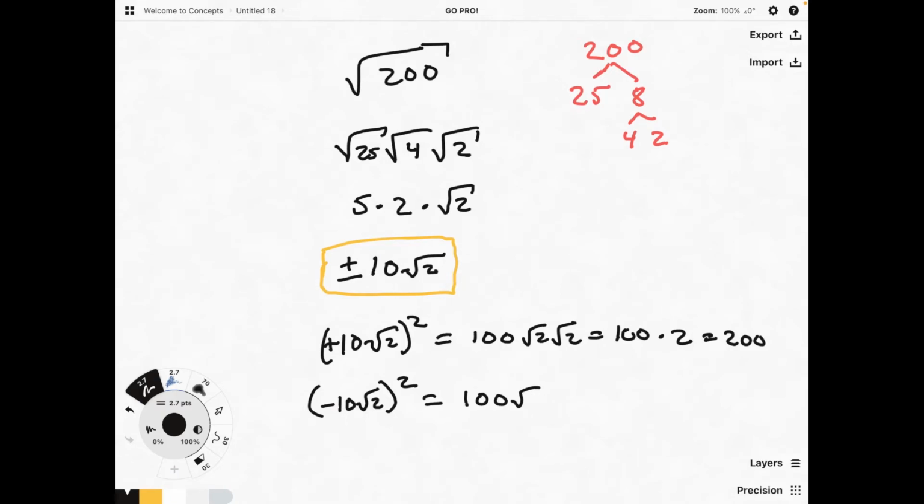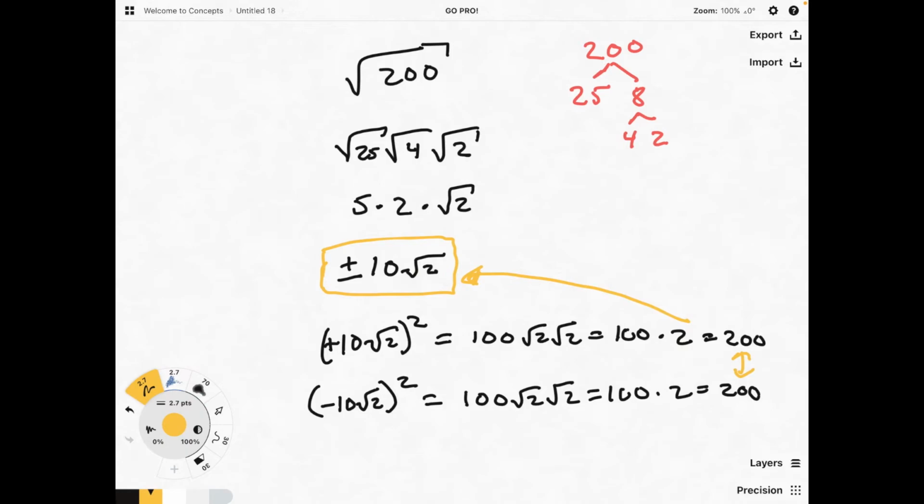Similarly, we have negative 10 times negative 10, which is a positive 100. We have the square root of 2 times the square root of 2, and then that equals 100 times 2, which is equal to 200. So again, the exact same value, which is how we know that this answer is correct.